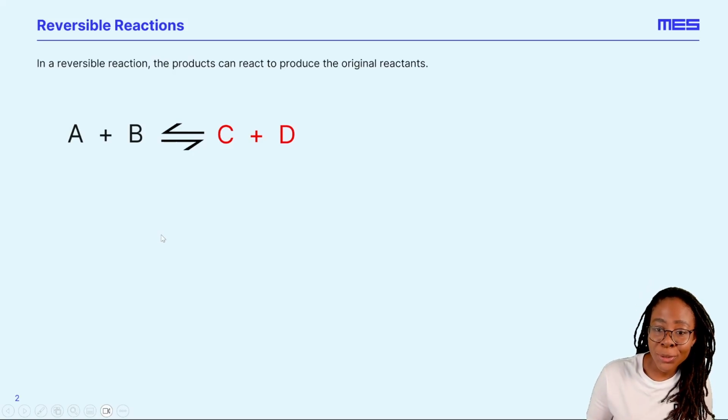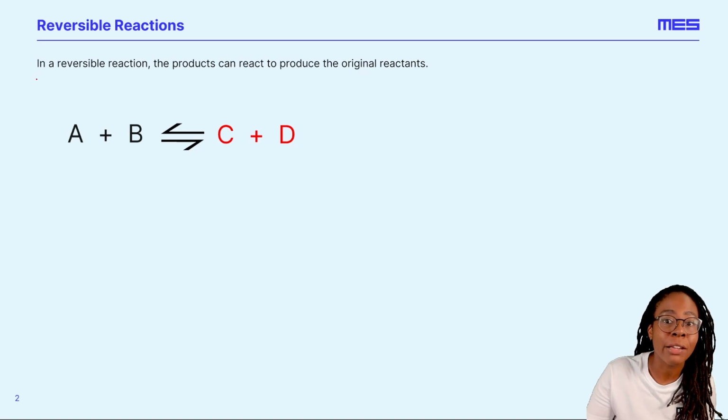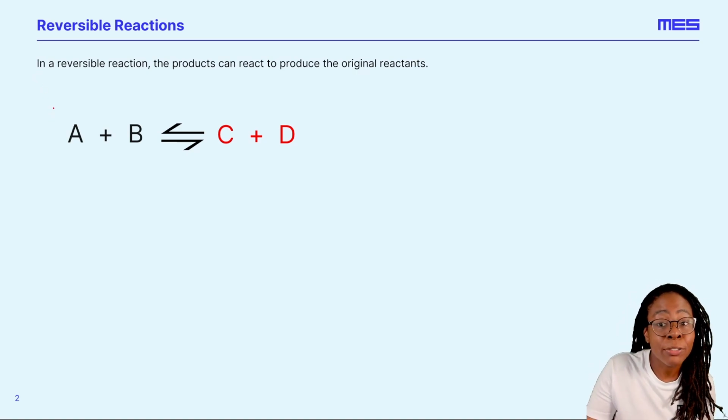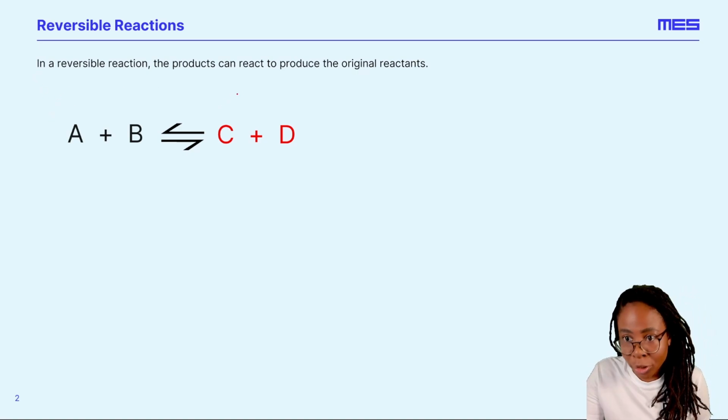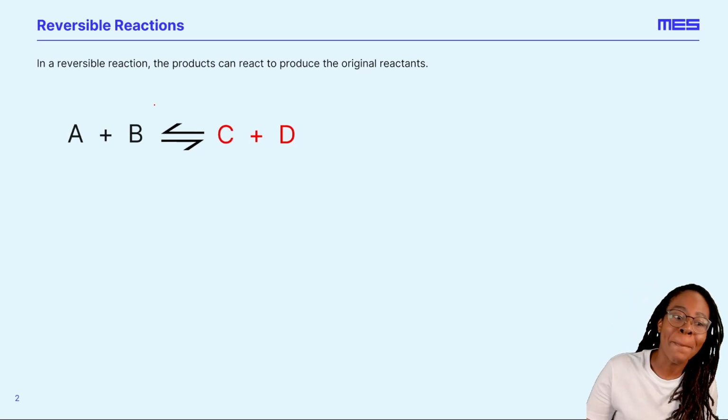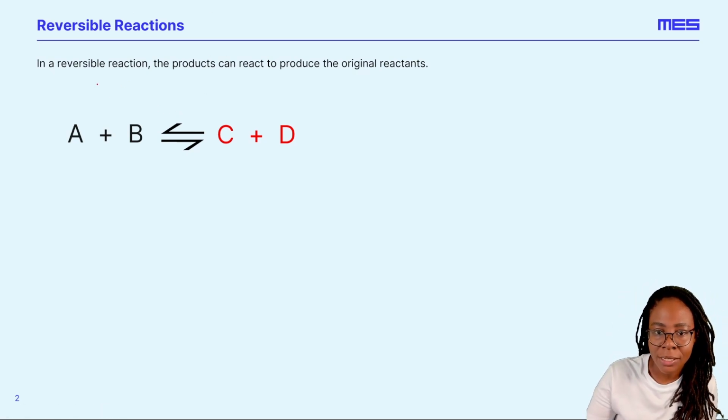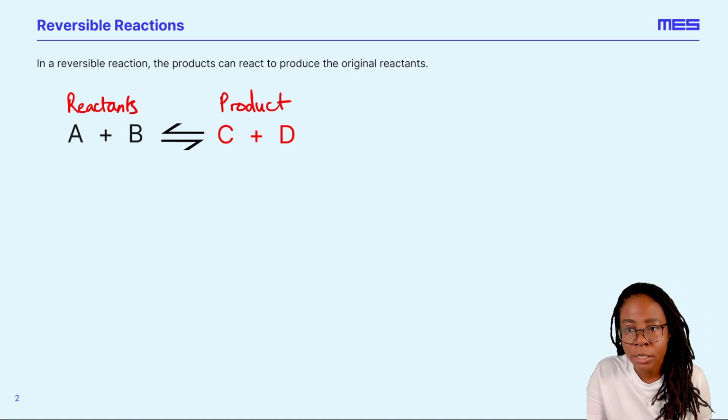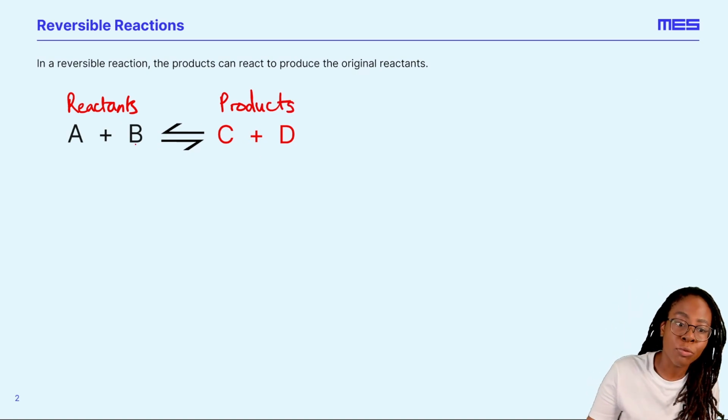Okay, in order to understand chemical equilibria, we have to first make sure we know what we mean by a reversible reaction. A reversible reaction is one in which the product can react to come back and give us the original reactants. So where A and B here are our reactants, C and D are our products.